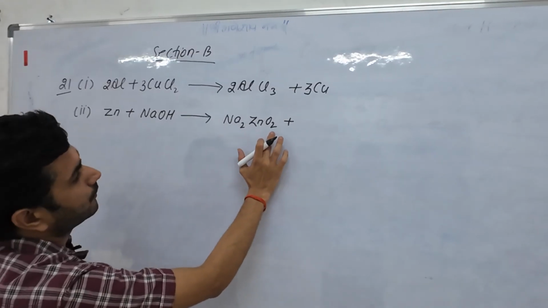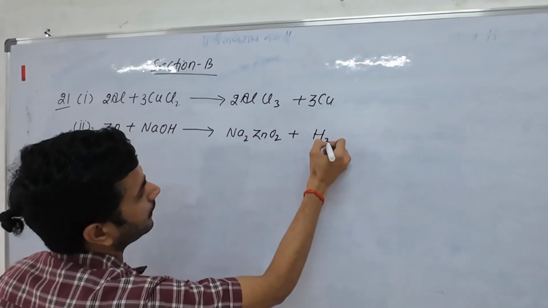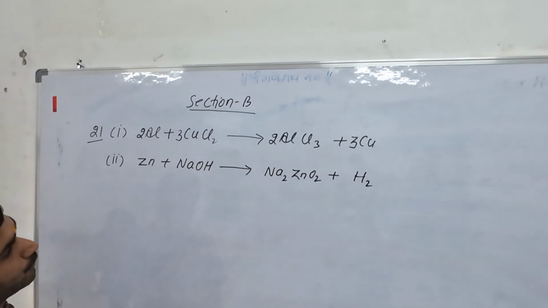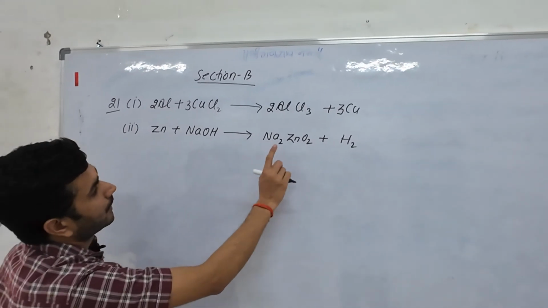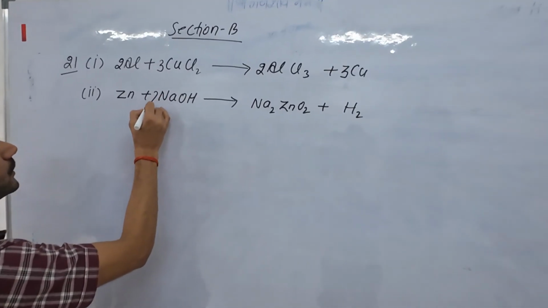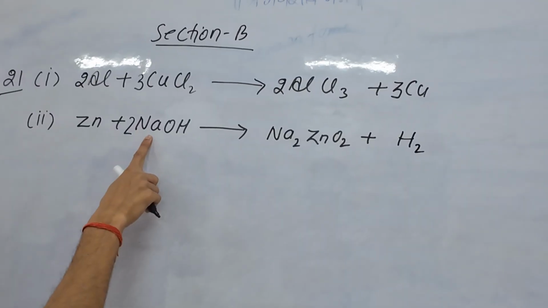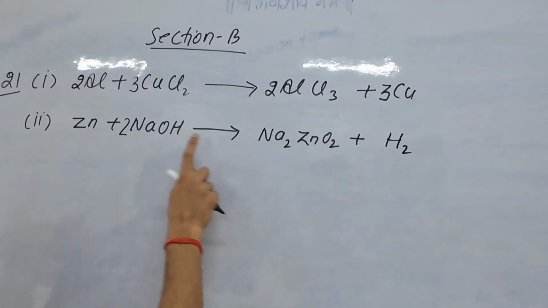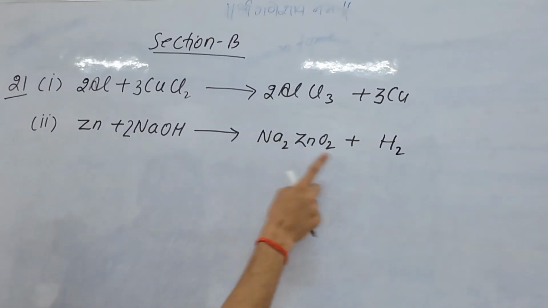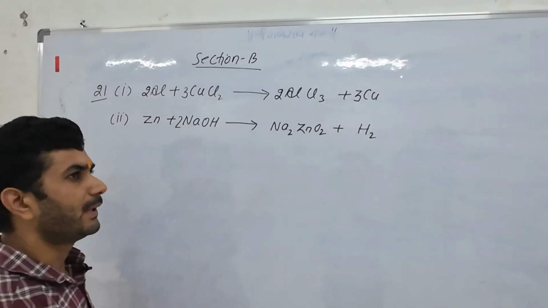So Na2ZnO2 is sodium zincate, and what will it give? Hydrogen gas will be released. Now we have to balance it. See how many sodiums are here? 2 sodiums are here. So if we multiply this by 2, the left hand side sodium becomes 2. Now oxygen is 2, oxygen is also 2, 2 hydrogen are there, 1 zinc, 1 zinc. Now this equation is balanced.